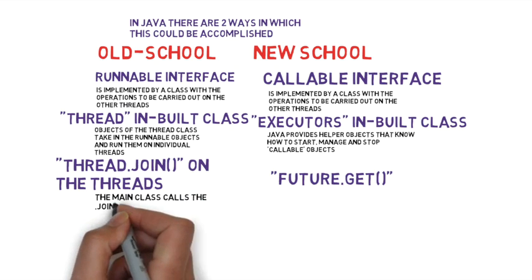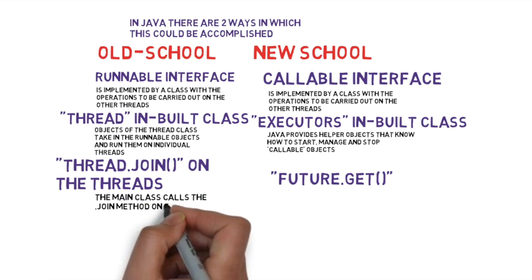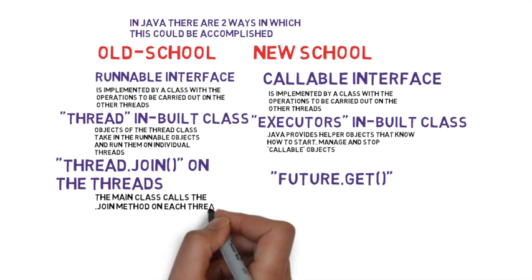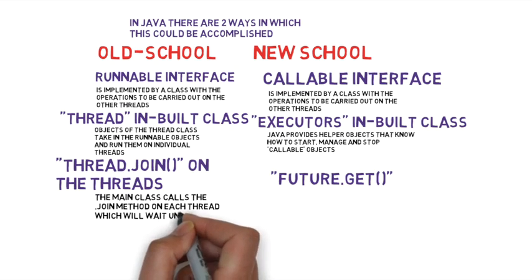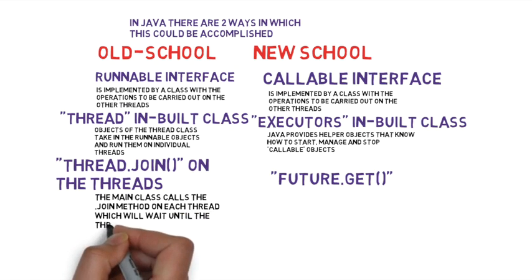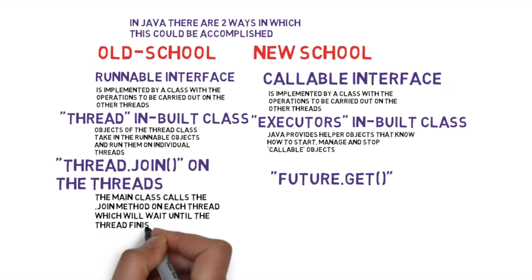Thread.join. In old school threading, the main class calls the .join method on each thread whose results it's waiting on. Calling thread.join on a thread basically means you're waiting till that thread finishes executing, puts its result in some shared memory, and then you go ahead and access that shared memory. It's a handshake.